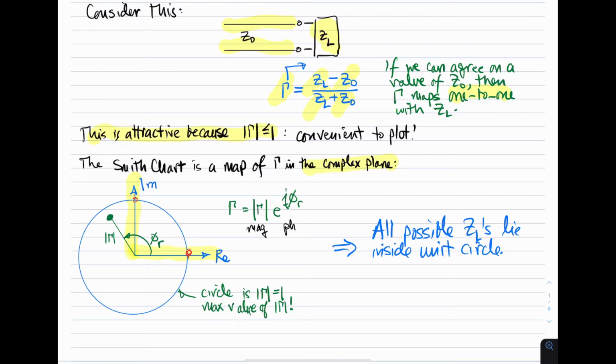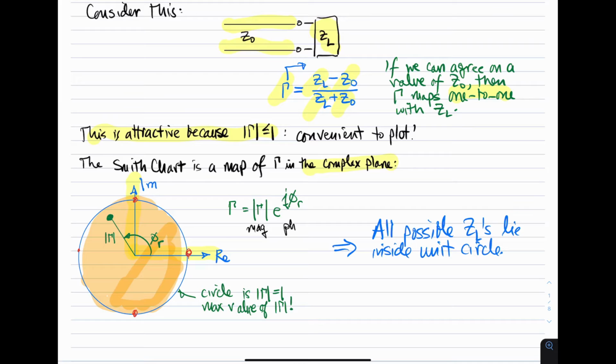0 plus j is here. 0 minus j is here. And minus 1 plus j0 is over here. Furthermore, since the magnitude of the reflection coefficient is less than 1, all values of the reflection coefficient fall in this circle.